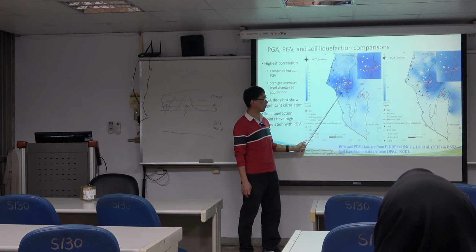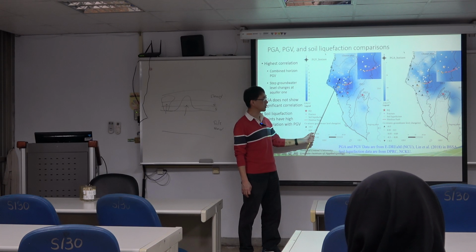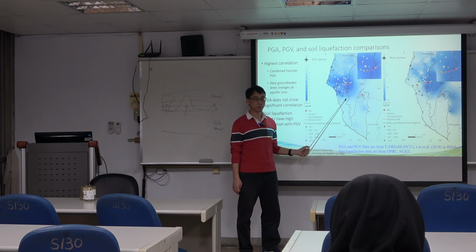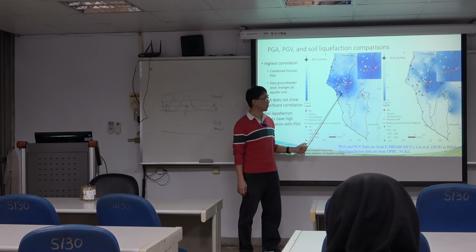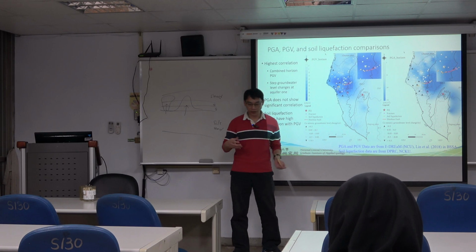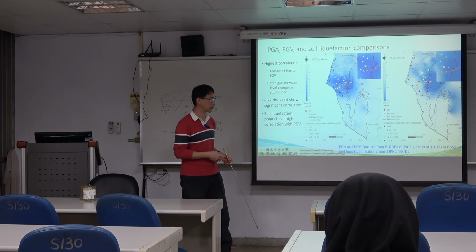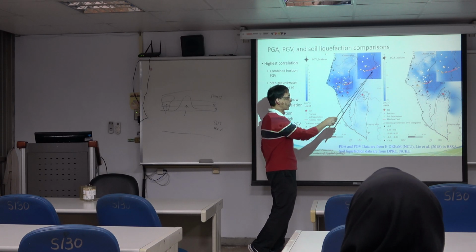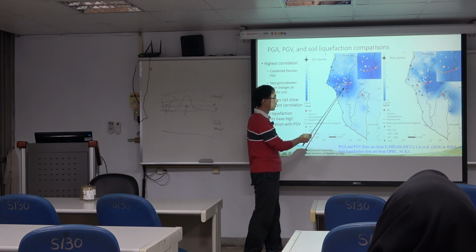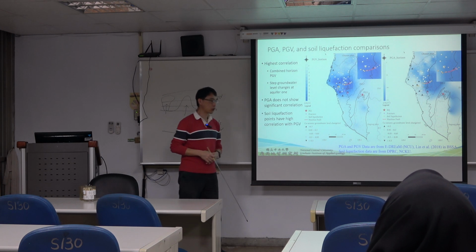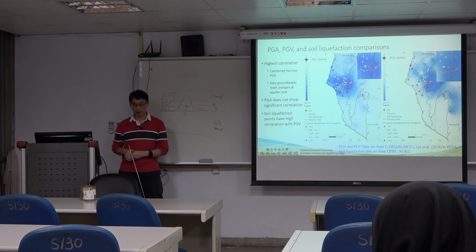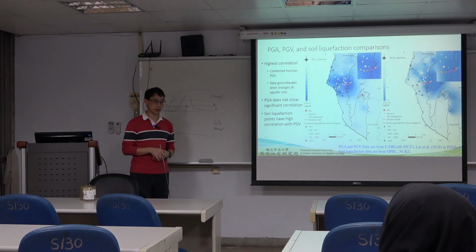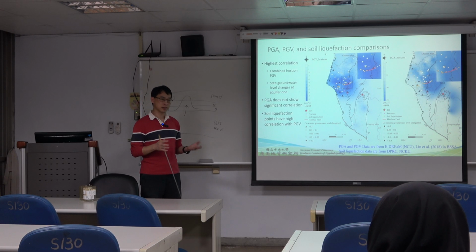So you can see that almost all the high response is around the high PGV areas. Although when we try to do the correlation it's not easy, the patterns look more consistent compared to the PGA. So it implies that the ground level response seems more affected by the peak ground velocity, not the acceleration.